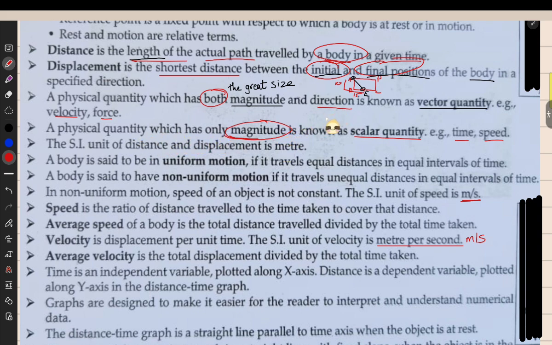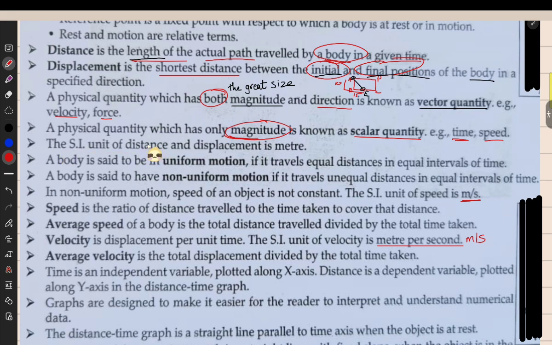If the object has both magnitude and direction, we are able to change that. But time, can you change the time? Don't tell me you can change it on the watch, that is not allowed. What about speed also? We can't change it. If it starts now, it will keep on going. If you give the accelerator, it will keep on going. We can't stop until you apply the brake.